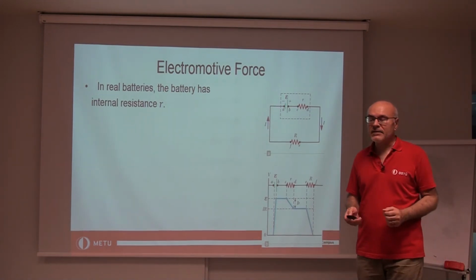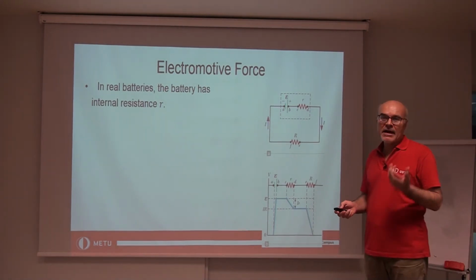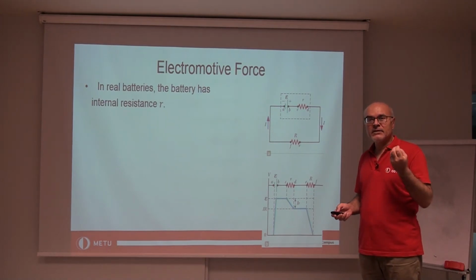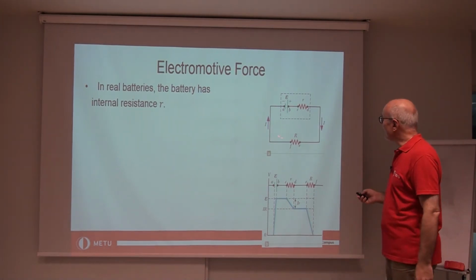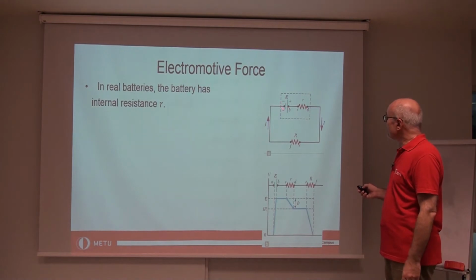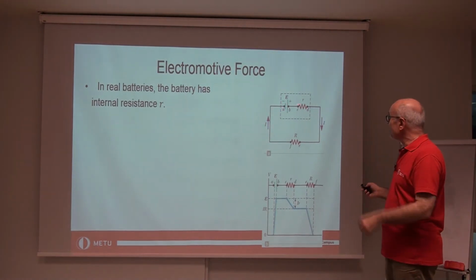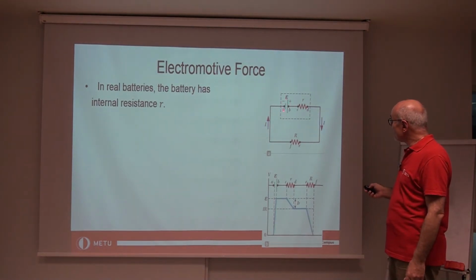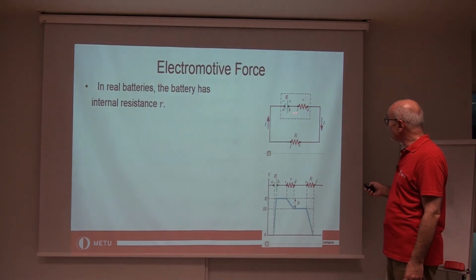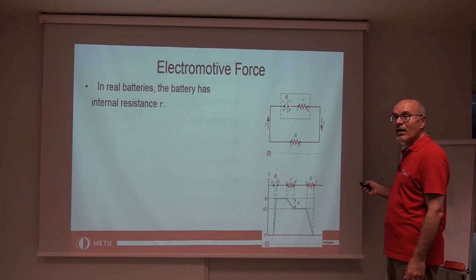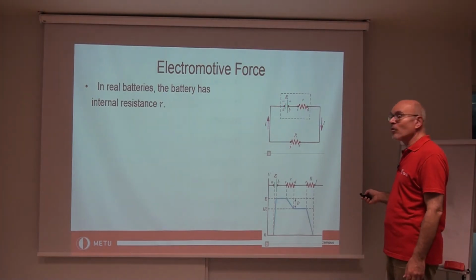In real batteries, we actually have internal resistance of the battery. So look at this figure now. In this figure, you can see a real battery. The real battery is this, which we call the electromotive force, and there is an internal resistance. We refer to it with small r to distinguish it from the load resistance.